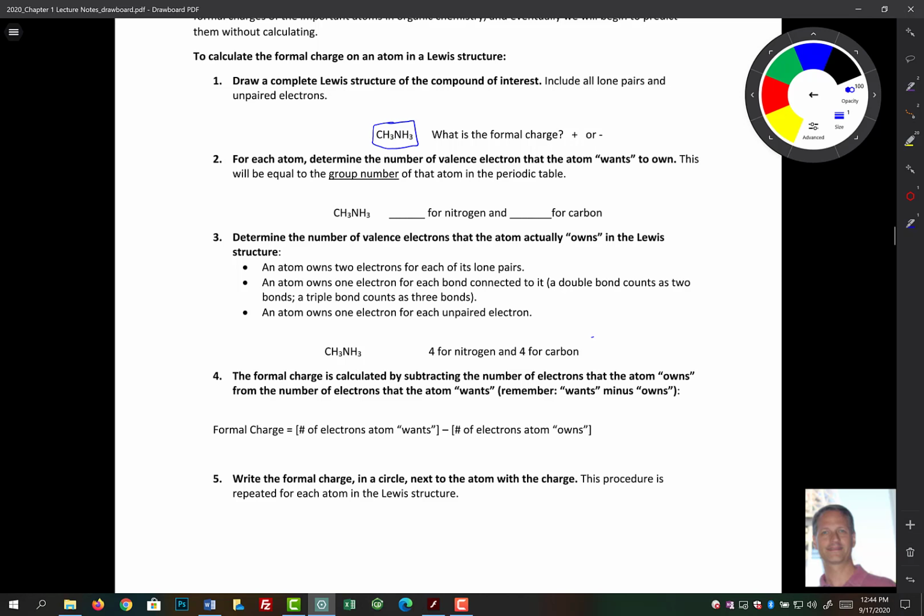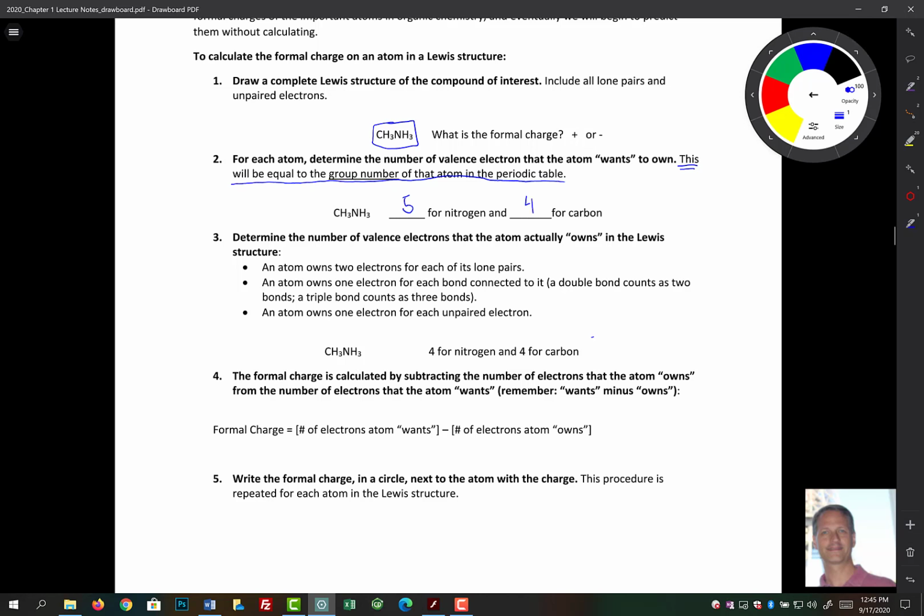What we're going to do is first determine the number of valence electrons that the atom wants to own. This will be equal to the group number of that atom in the periodic table. We simply look at the periodic table and go look above our column, and that number is the number of electrons the atom wants to have. So for CH3NH3, that means we want 5 for nitrogen and 4 for carbon.